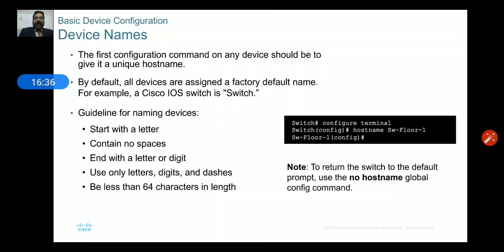So what is the customized name now? SW-Floor-1, config hash. So the customized name is SW-Floor-1. I want to replace this name with the default name. What is the default name? The default name is switch. For switch it is switch, for router it is router. Okay, I want to replace with the default name. If you want to replace the customized name with the default name, you have to execute the command no hostname.